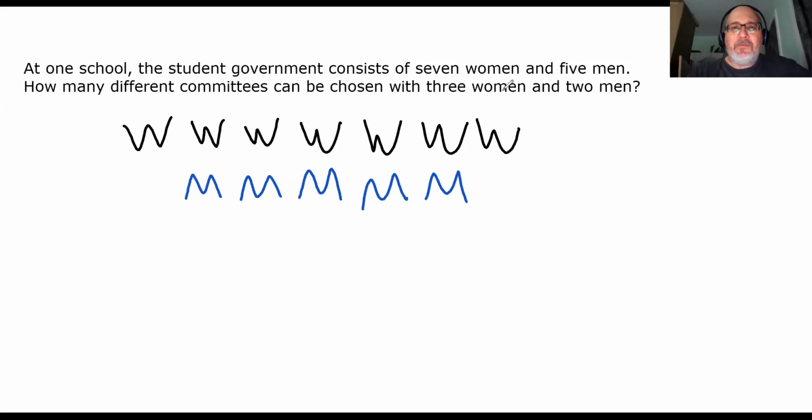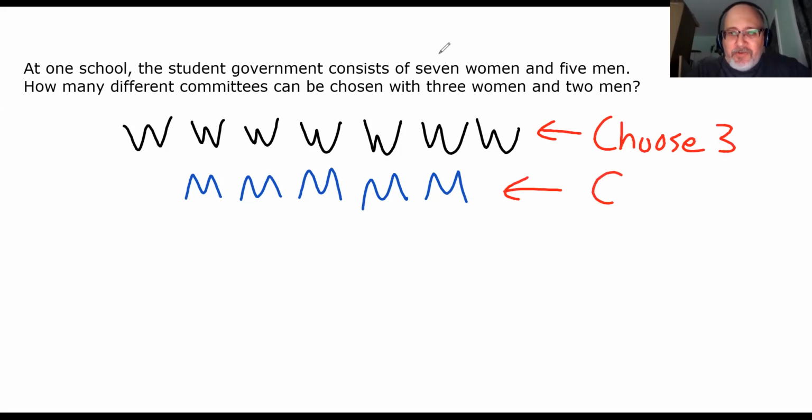And we want to get a committee by choosing 3 women and choosing 2 men. Now, we are assuming that these women are distinguishable from each other. In other words, they all have names and they're all individuals, and it's not just 7 W's that all look exactly the same. So in other words, these are distinguishable, distinct objects that we're selecting from. I hate calling men and women objects, but generically speaking, in a combination problem, anything can be an object.